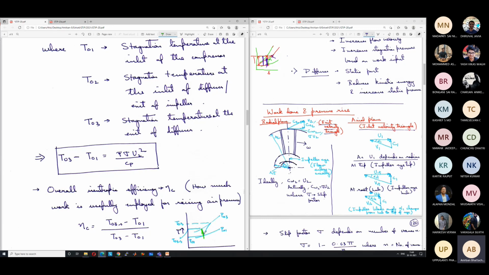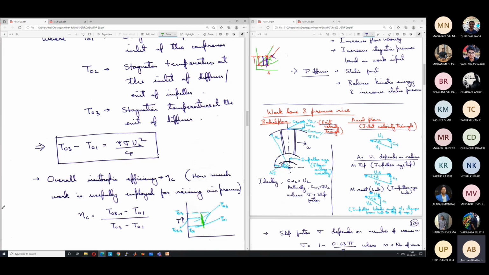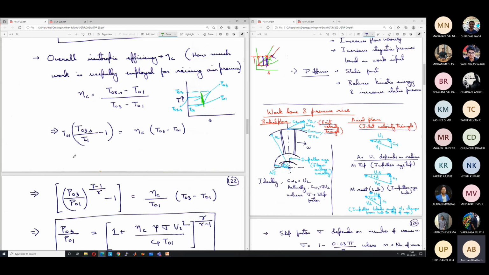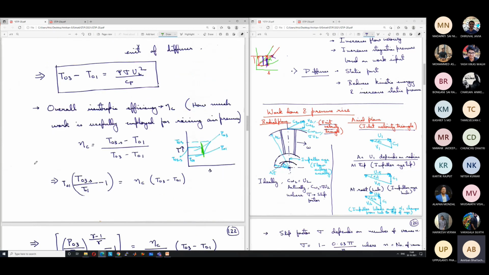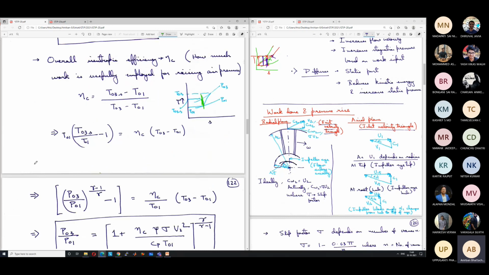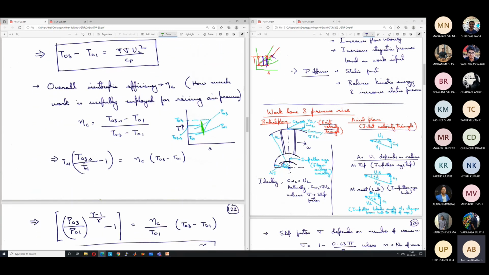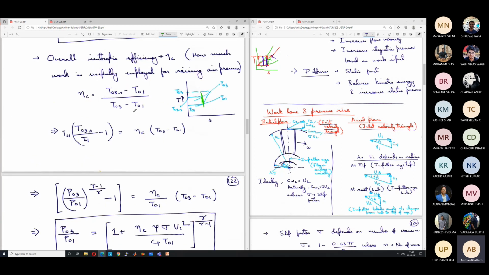So length of this line by the length of this entire line. Okay. This line by the entire line. T03s minus T01 by T03 minus T01. Okay. So this will give us what is the value of T03s. I can write also in this form. Okay. So once you know what is T03s, we can easily calculate the pressure rise. If you want to write it in analytical expression, we can write like this.